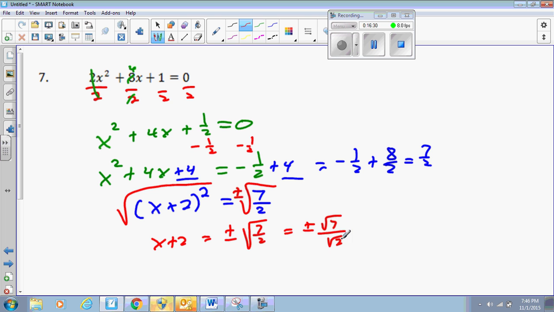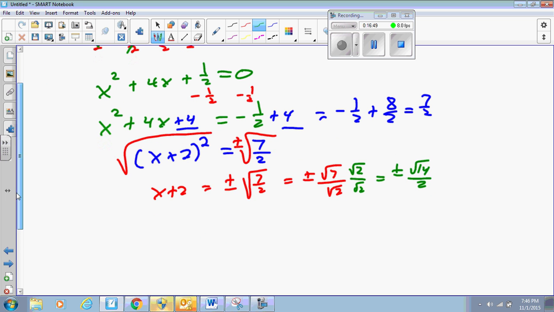And we know we can't have square roots in the bottom. We go back to our file cabinet of our brain and figure out, wait a minute, there was a method of getting rid of that. That was to say square root of 2 over square root of 2. So that's going to be plus or minus the square root of 14 over 2. So this becomes now x plus 2 equals plus or minus the square root of 14 over 2.